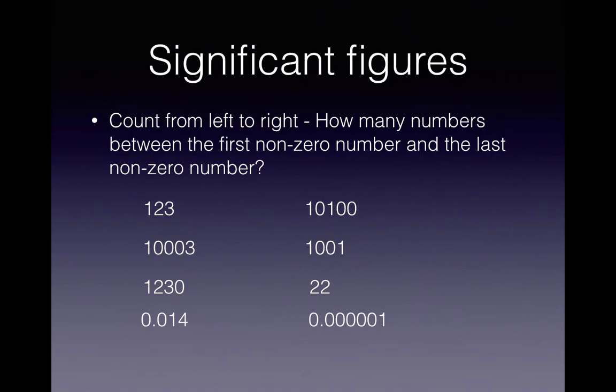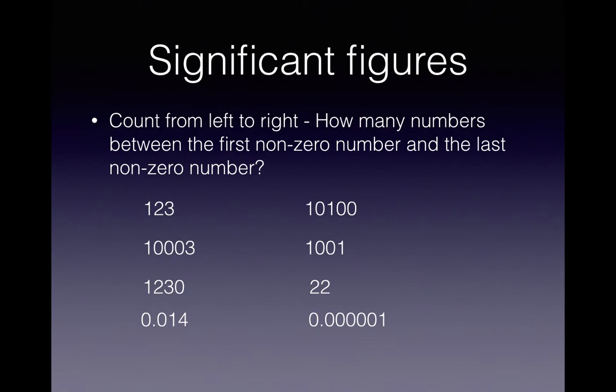Working down, how many significant figures here? Start on the left, the first non-zero number is the 1, and keep going until we reach the last non-zero number, which is a 3. Then count the numbers, including the 1 and the 3, between the two of those. So there are 5 numbers in total there, so that number has 5 significant figures.